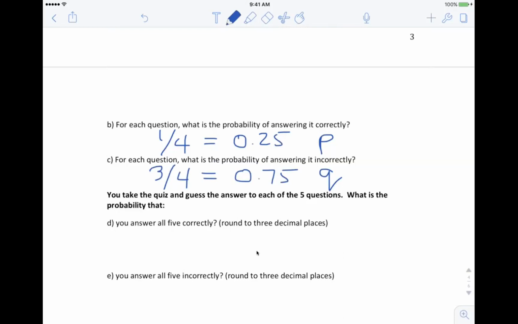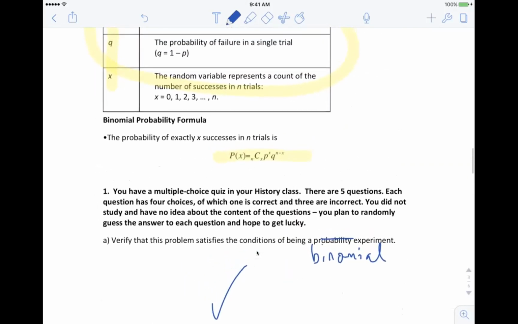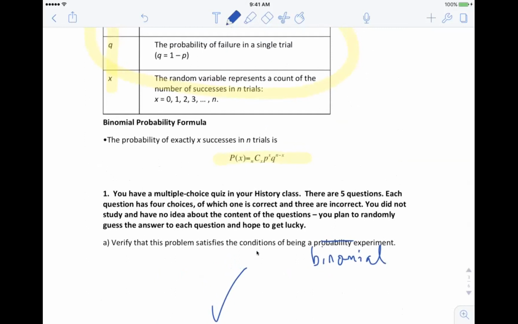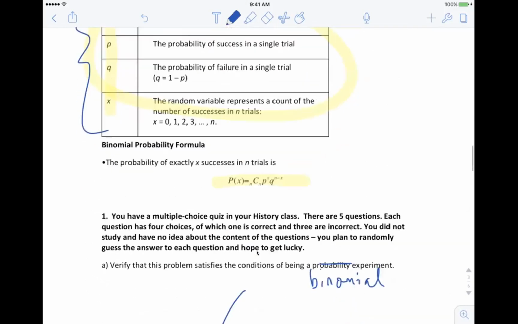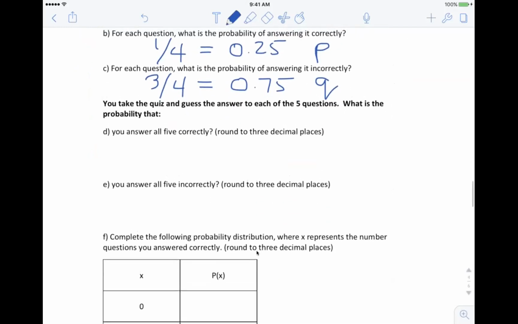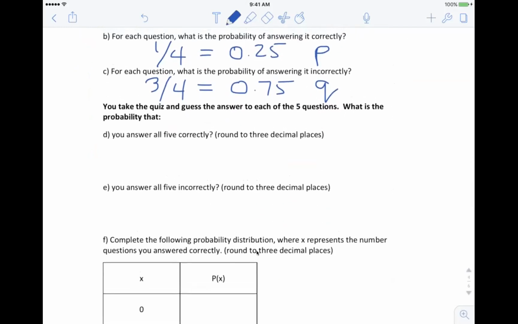Okay, we take the quiz and we guess the answer to each of the 5 questions. What's the probability that you answer all 5 correctly? That would be amazing, right? So first, let's jot down our variables before we jump to that formula. In that formula, if you look back, we have N, X, P, Q. It's all right here. So the N is the number of trials. In this problem, we have 5 questions. N is 5. So let me just start jotting this down.